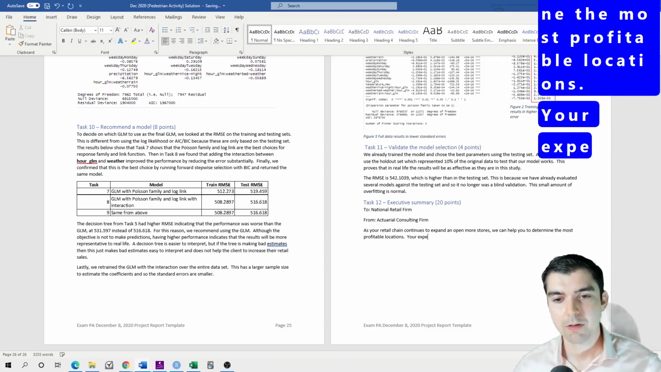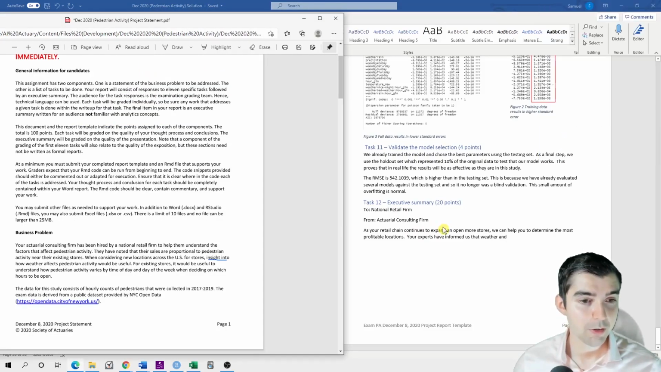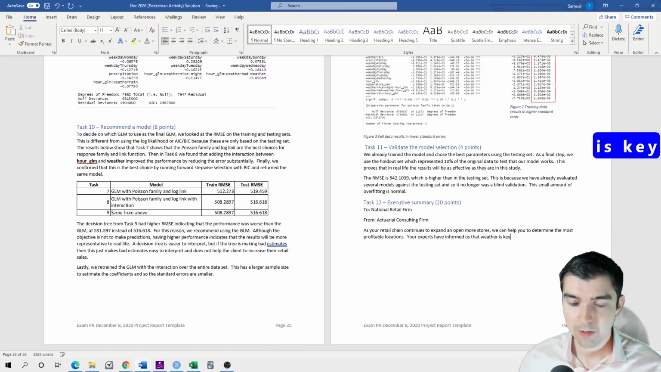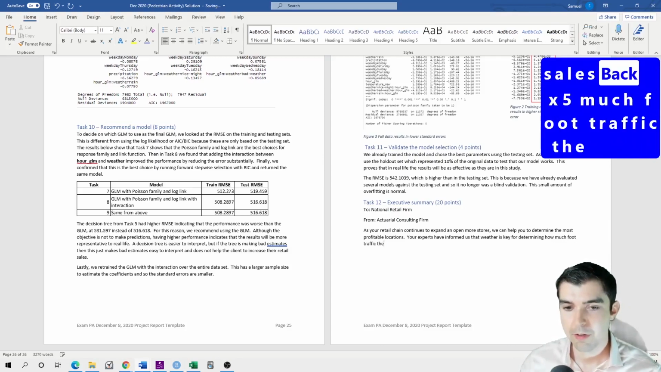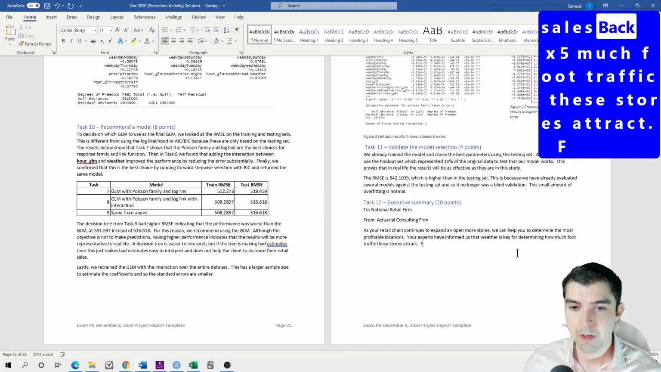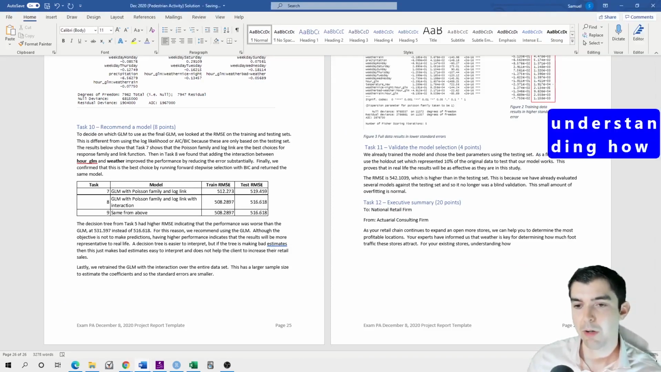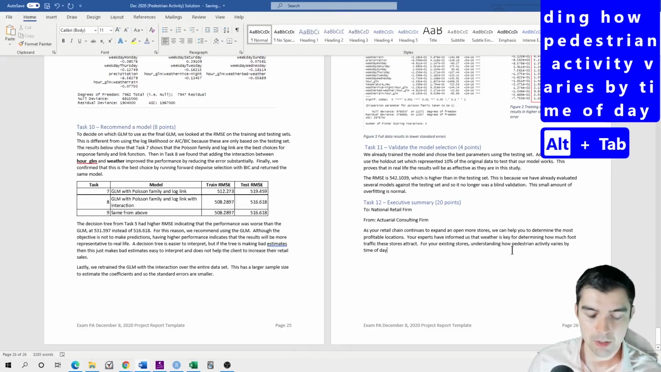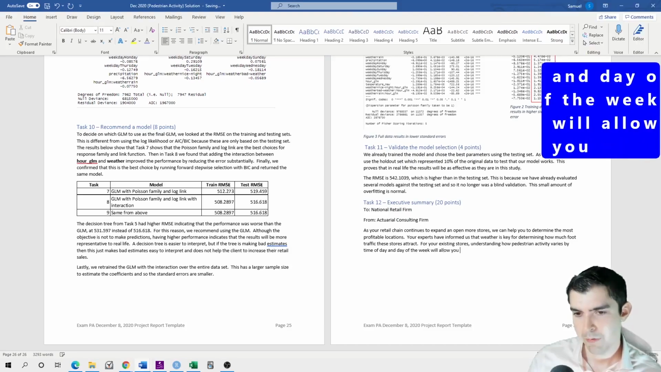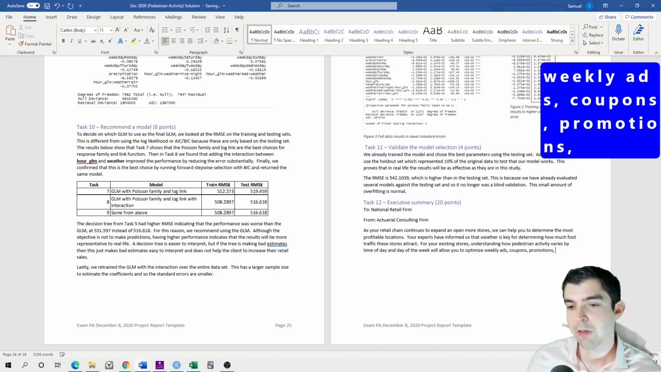Your experts have informed us that weather and time of day, for considering new locations, weather is key for determining how much foot traffic these stores attract. For your existing stores, understanding how pedestrian activity varies by time of day and day of the week will allow you to optimize weekly ads, coupons, promotions, and staffing.